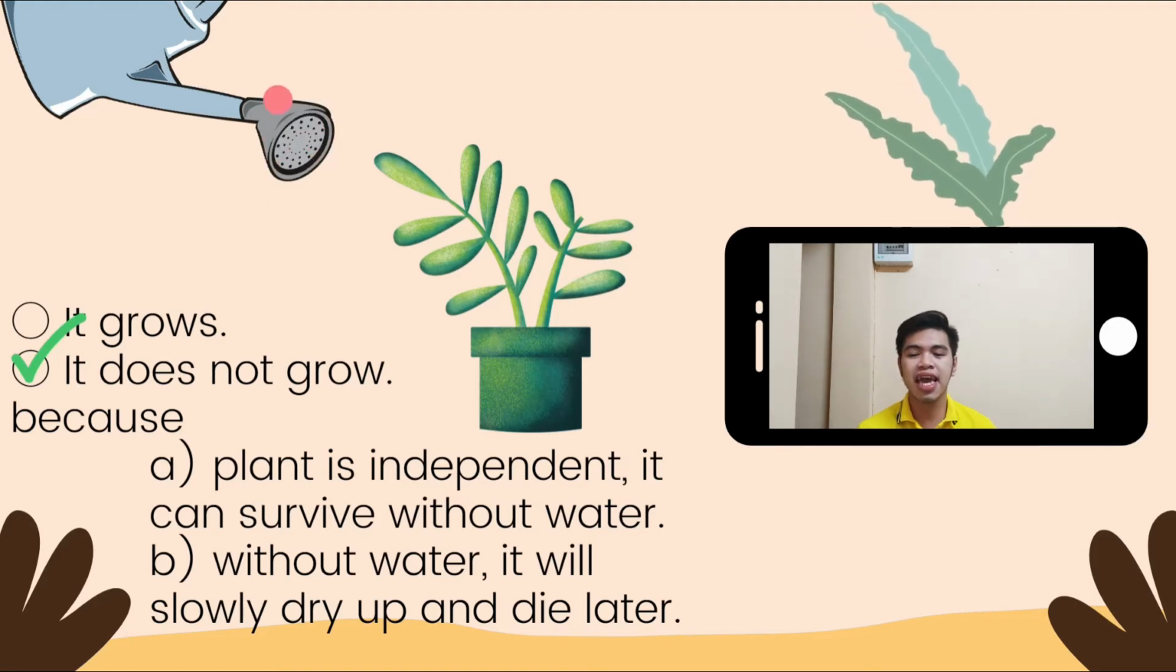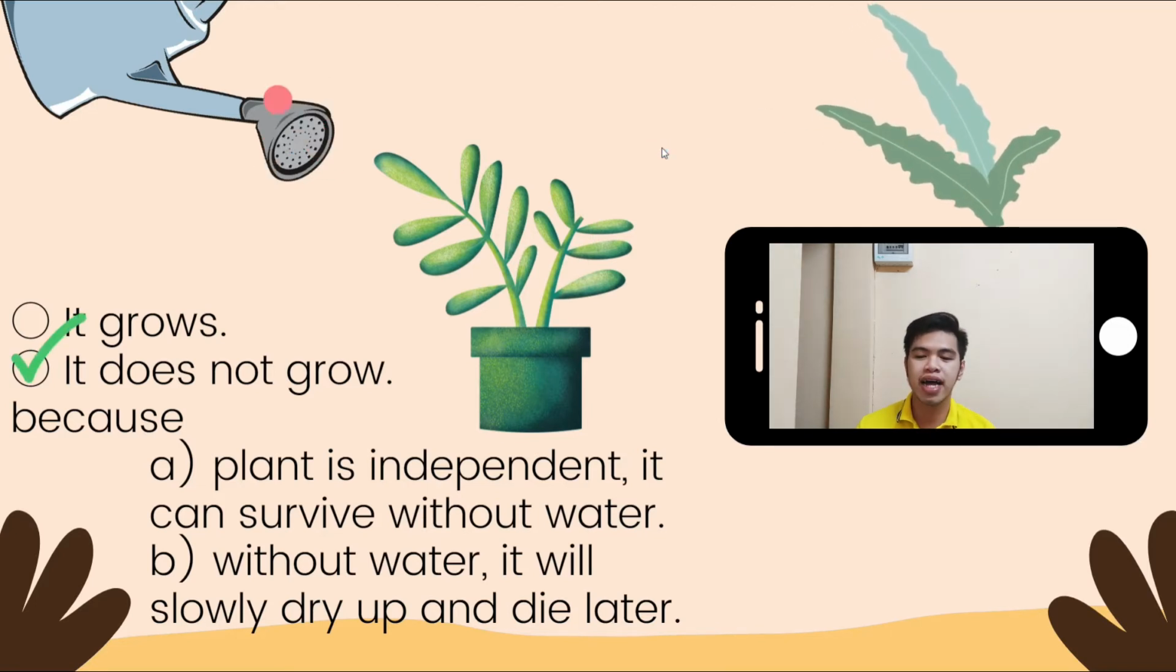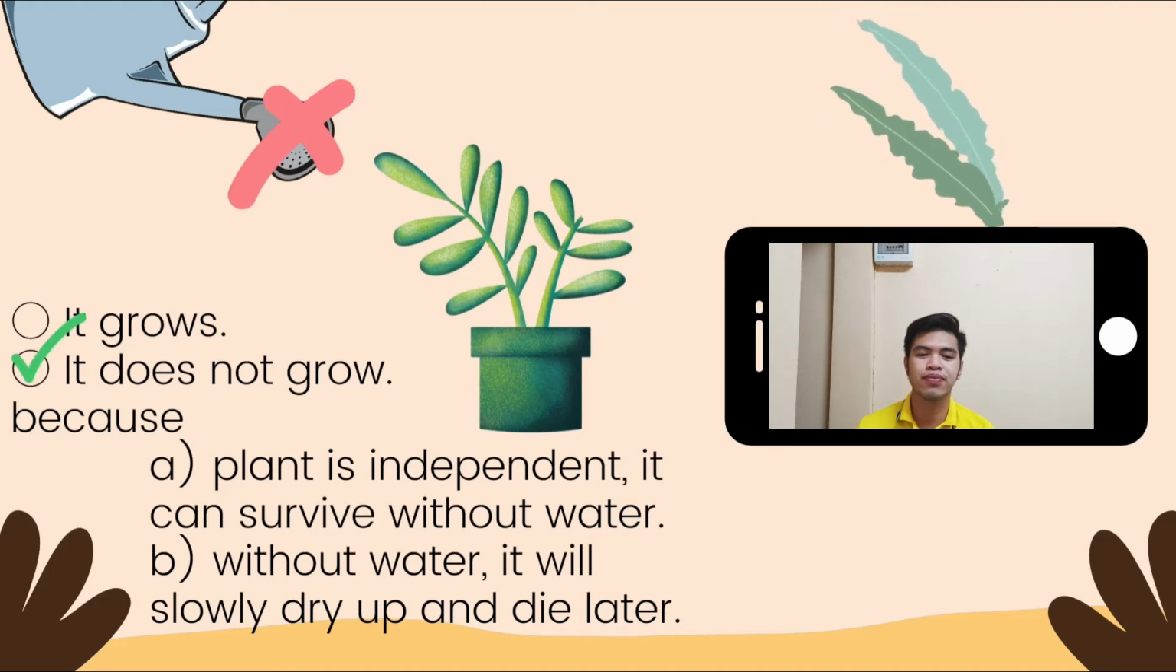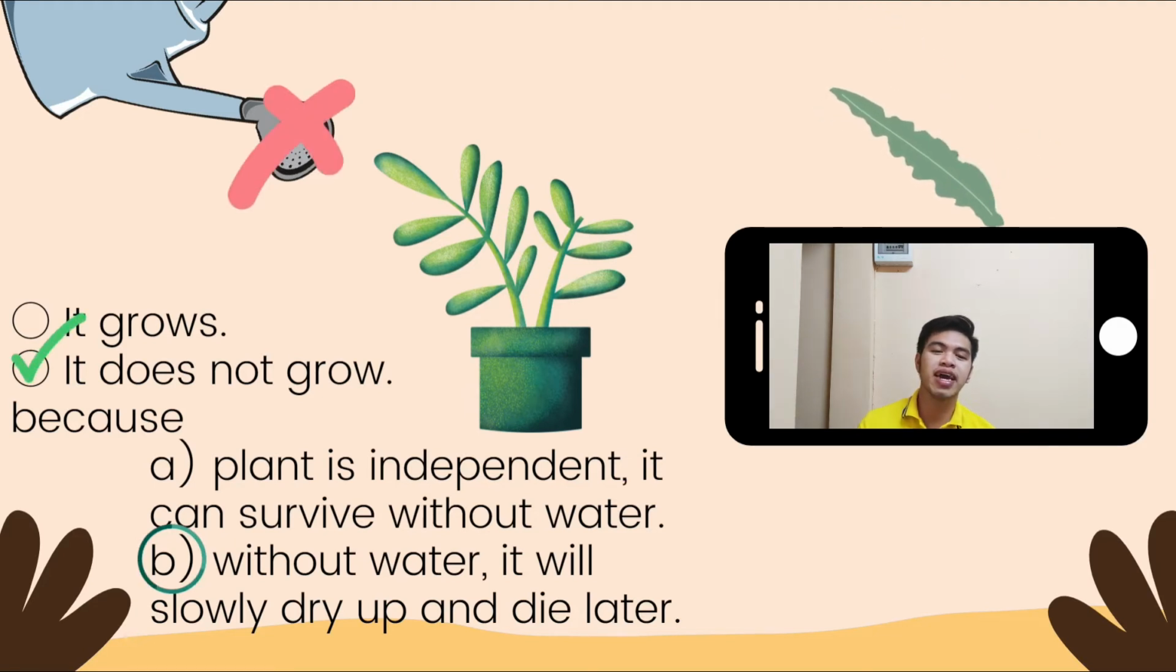Is it because A, plant is independent and it can survive without water? Or is it going to be letter B? Without water, it will slowly dry up and die later. So what do you think is the reason why the plant will not grow? Alright, it is because without water, it will slowly dry up and die later. So the answer is going to be letter B.